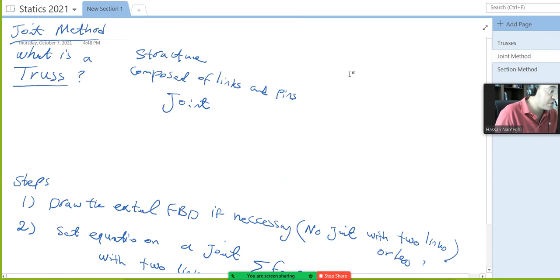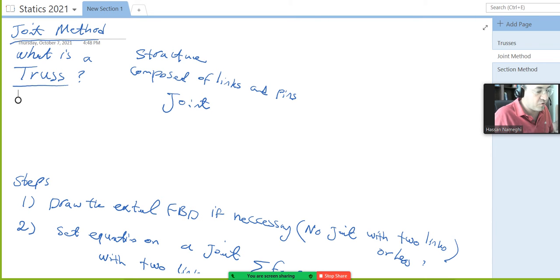Okay, welcome to this lecture about trusses. So what are trusses? Trusses are a structure made of links and pins. That's how we call them. More professionally, you can call them members and joints. So what is a link? A link is something that is between two pins.